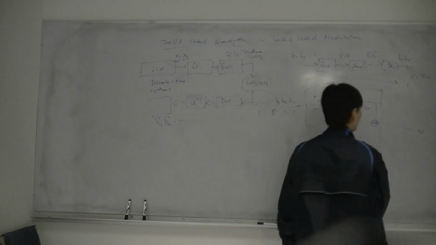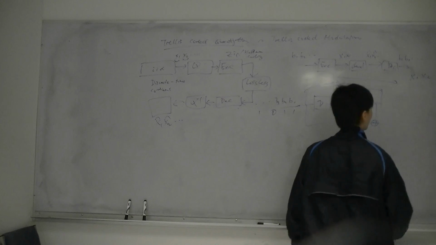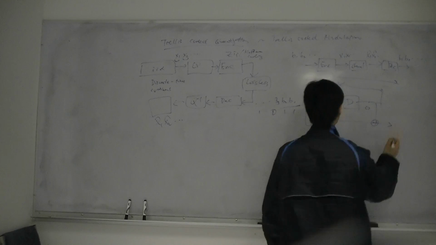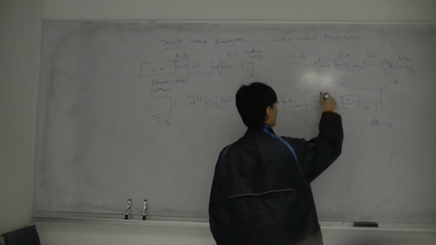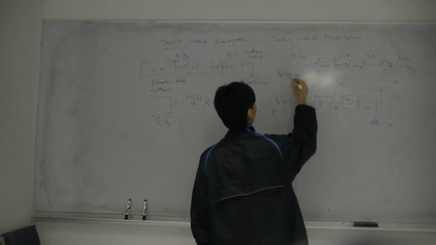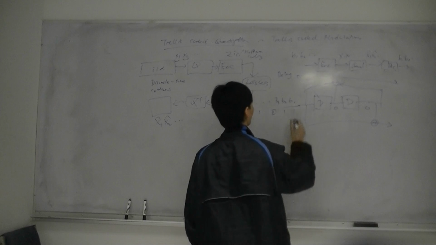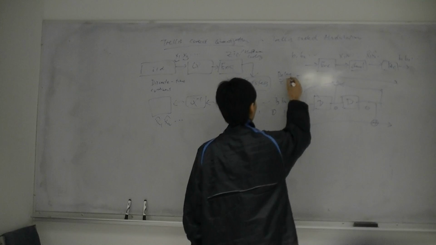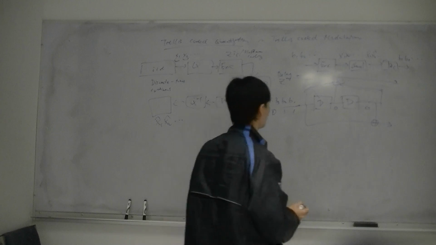What is the D? Say that again? What is the D? D is basically delay. Or you can think of it as C inverse. Yeah, C inverse.